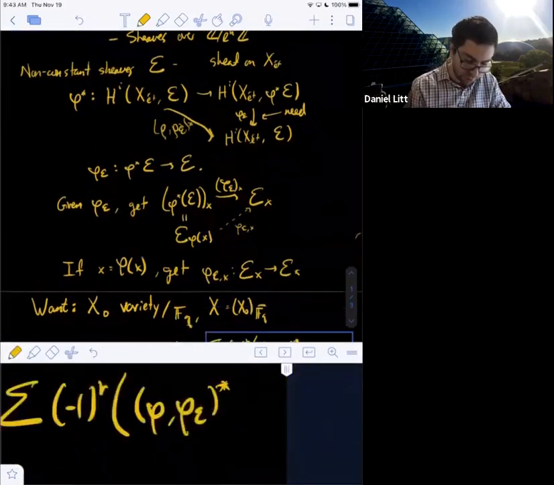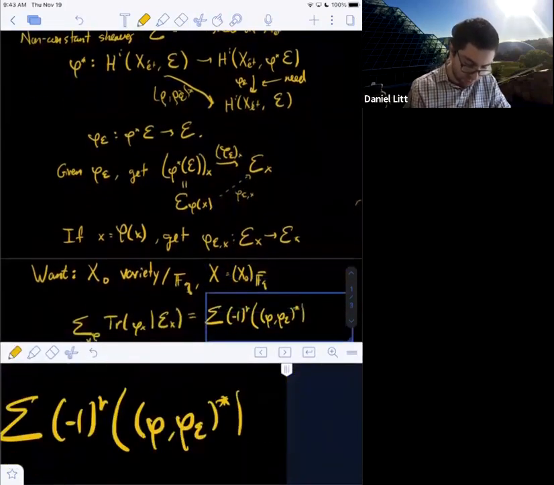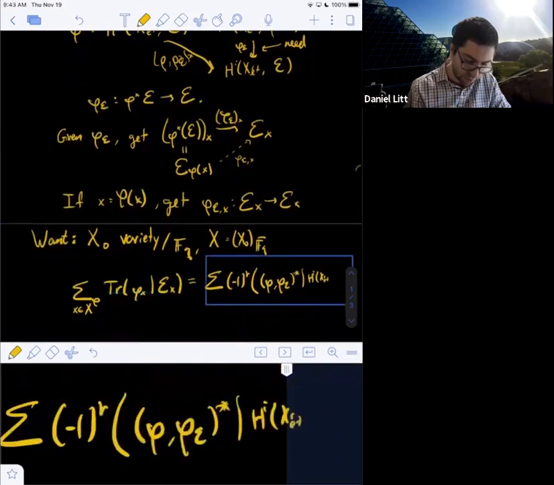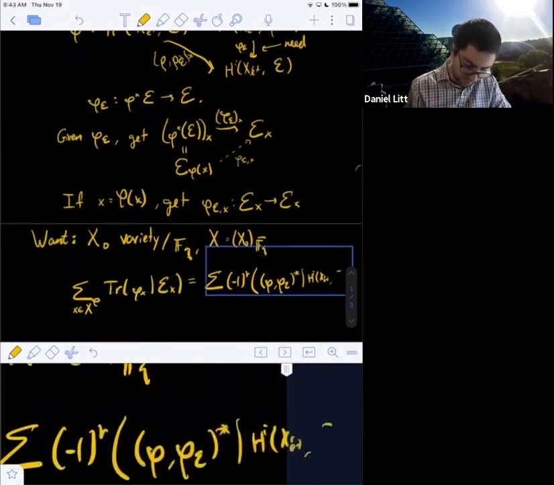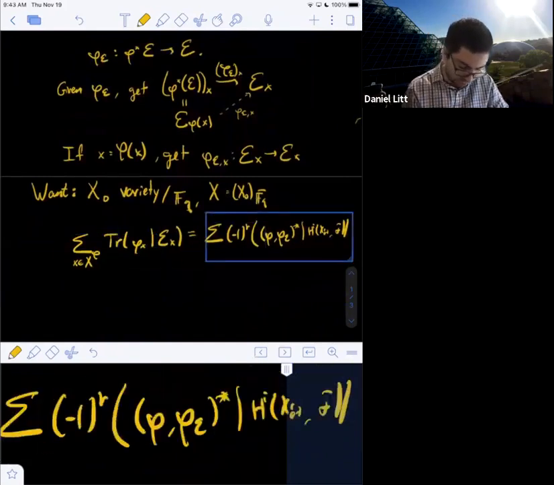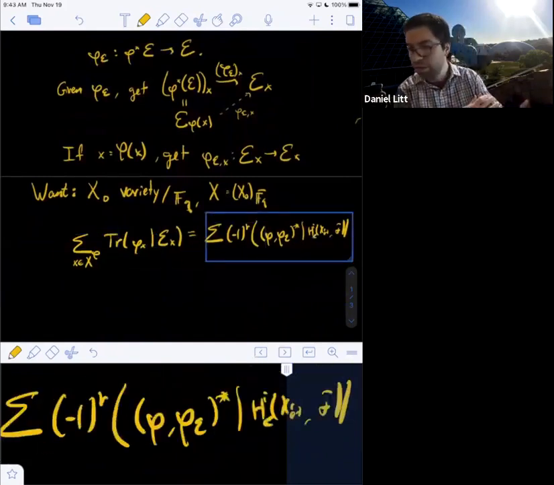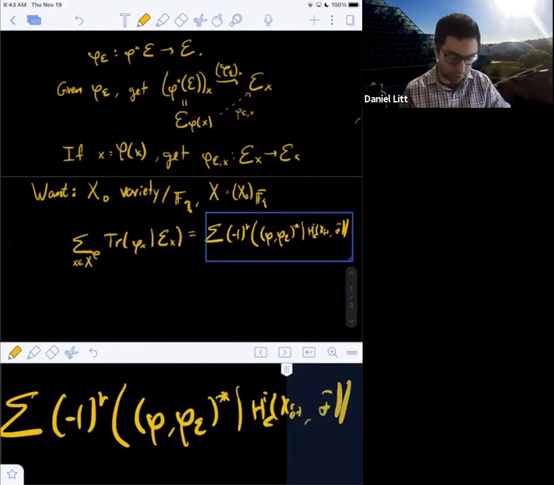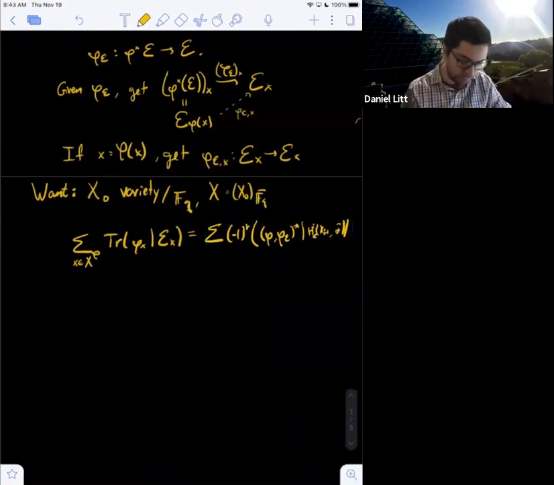on H^i of X étale with coefficients in F. Okay, and sorry, this should be compactly supported cohomology. So this is the kind of thing we'll want. And indeed, something like this will be true when phi is Frobenius. So this F should be an E.